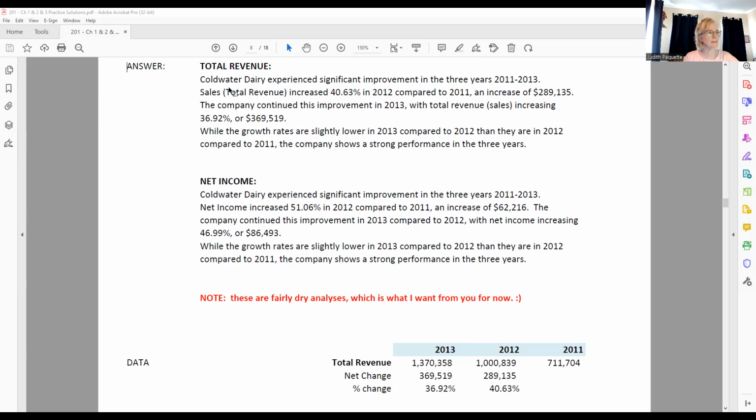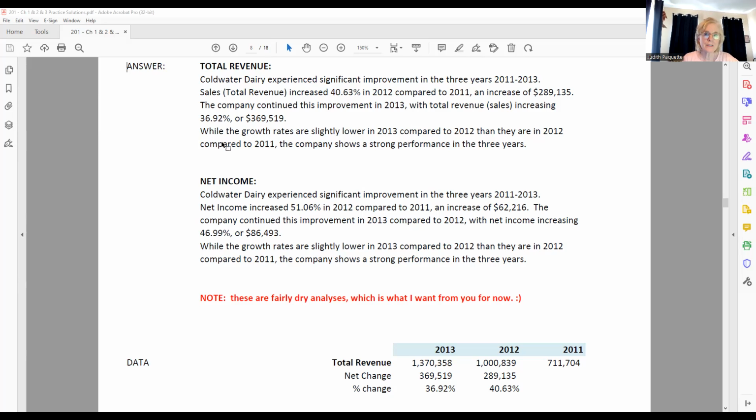All right, so here's our sentence. Thesis sentence: Coldwater Dairy experienced significant improvement in the 3 years, 2011 to 2013. Now you're telling me the news is good, and you're just going to give me your evidence. Sales increased 40.63% in 2012 compared to 2011, an increase of 289,135. Second piece of evidence: the company continued this improvement in 2013, with total revenue increasing 36.92%, or 369,519. So you've given me solid evidence.